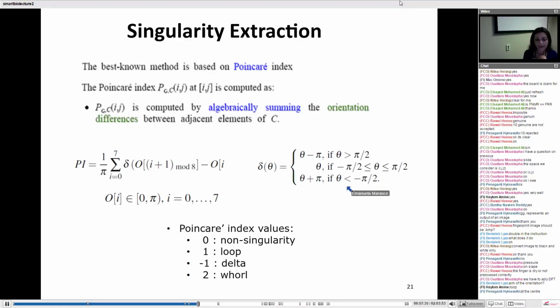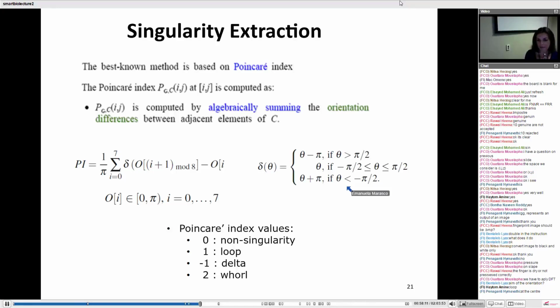So this is how we interpret the result of the Poincare index, based on our goal, which is the extraction of singularity point from the fingerprint image. Our input for the Poincare index is the orientation field. So we have the matrix with the orientation per pixel, and then we are able, using this method, to say if at a certain point there is a singularity, and if yes, which one, right?